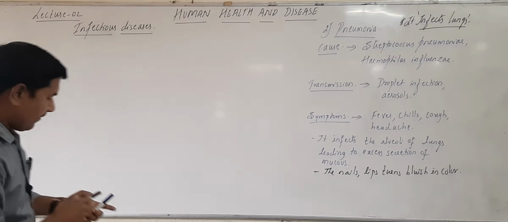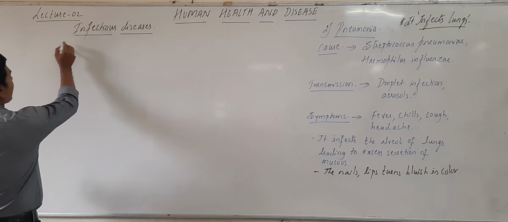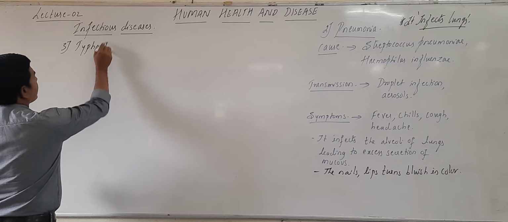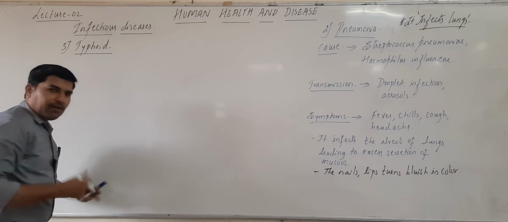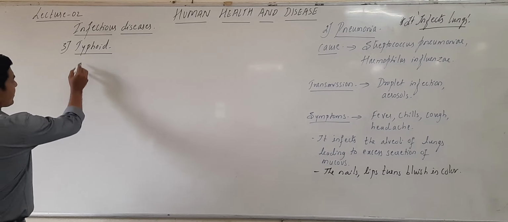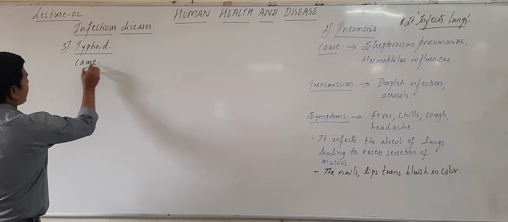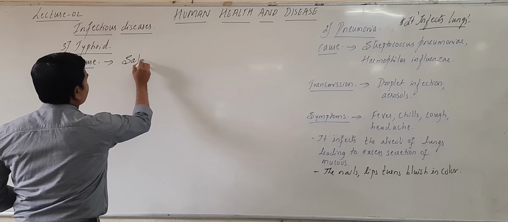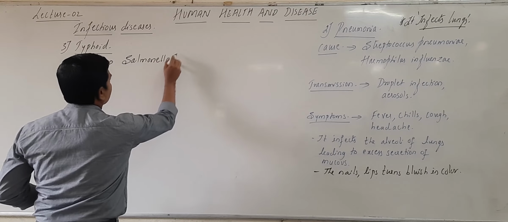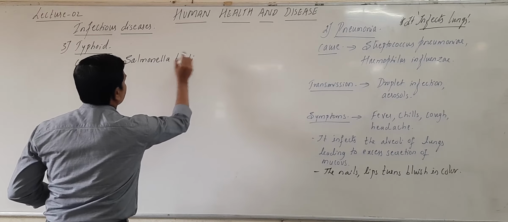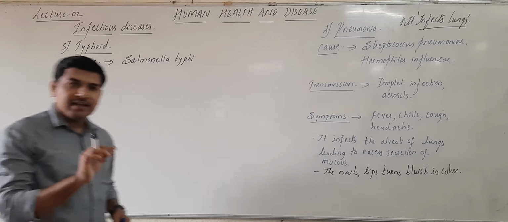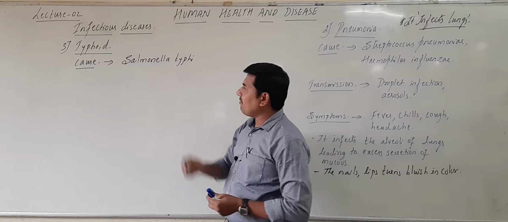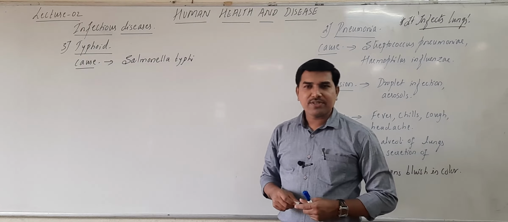Then the next disease, the third one, is typhoid. Now let's directly go to the causative agent. Cause, it is caused by a bacteria named Salmonella typhi. Again it is a bacterial disease. You can write into the bracket if you can't remember later. Salmonella typhi is the name of the bacteria that causes typhoid.